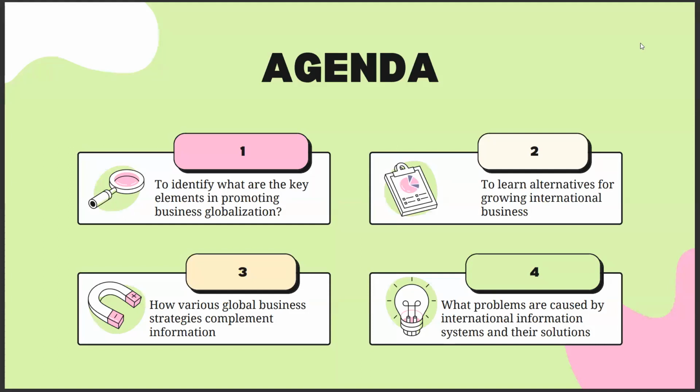So let's go through first the agenda for today. The first one is to identify what are the key elements in promoting business globalization. Second is to learn alternatives for growing international business. Third is how various global business strategies complement information. And the last being what problems are caused by international information systems and their solution.